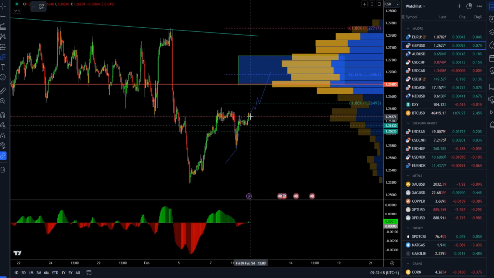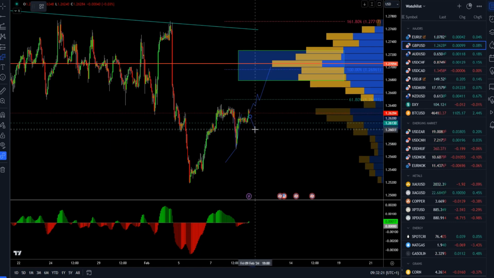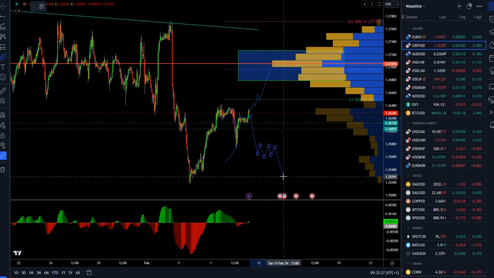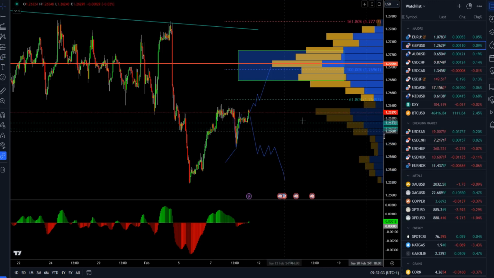The alternate scenario will be if the market can just resell again, break the 1.2570 and then hold below, and that will be a chance for the retest of 1.2535 or even 1.2525.